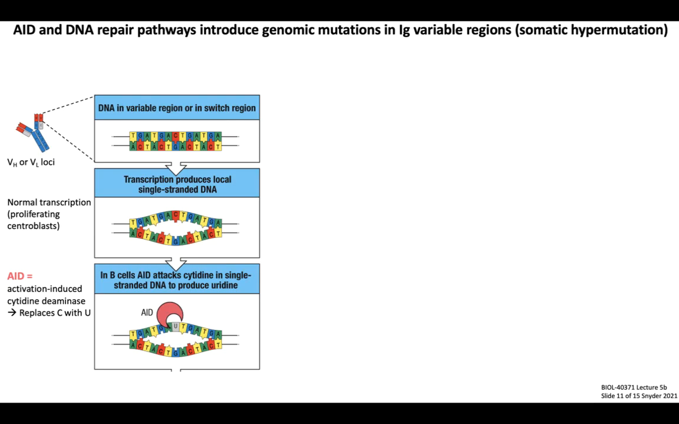When the genes for this region are transcribed, they temporarily unwind the DNA helix to form single-stranded DNA. And this single-stranded DNA is then attacked by an enzyme named AID that is only expressed in B cells. AID is a cytidine deaminase, which means that it acts by attacking the amine group on cytidine, and it deaminates this nucleotide, which converts it to uridine, which is also abbreviated as U.